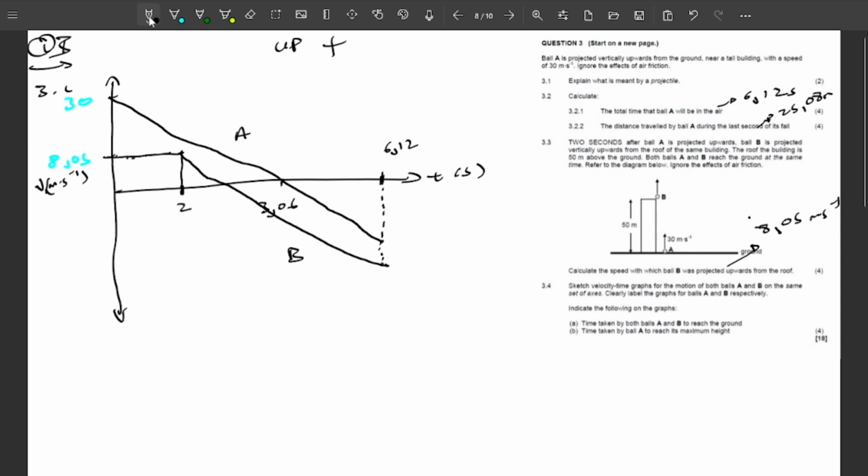Now for someone who's asking, they didn't ask for the VF. But like I said in the beginning, the VF of ball A would just be negative 30, because if it was projected up at 30 meters per second, it will come down at negative 30 meters per second. The law of conservation of energy: energy cannot be destroyed nor created, it can only be conserved. Good. So just like that, we are done with question 3.